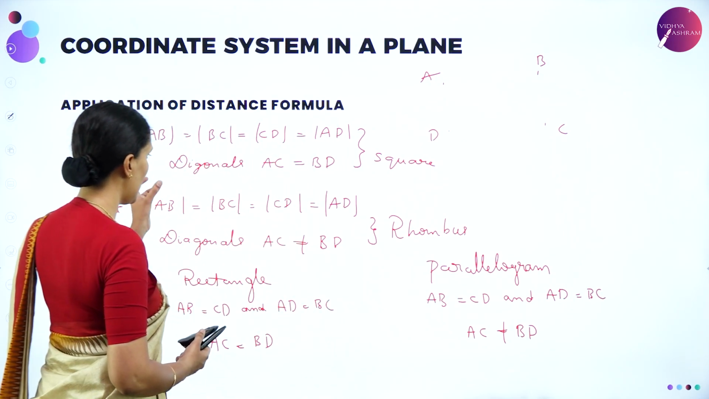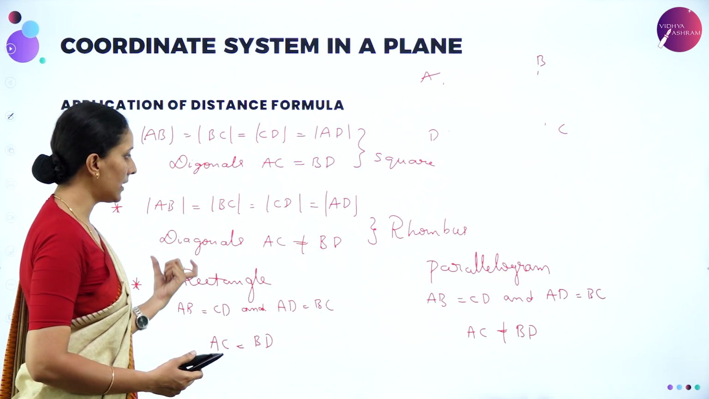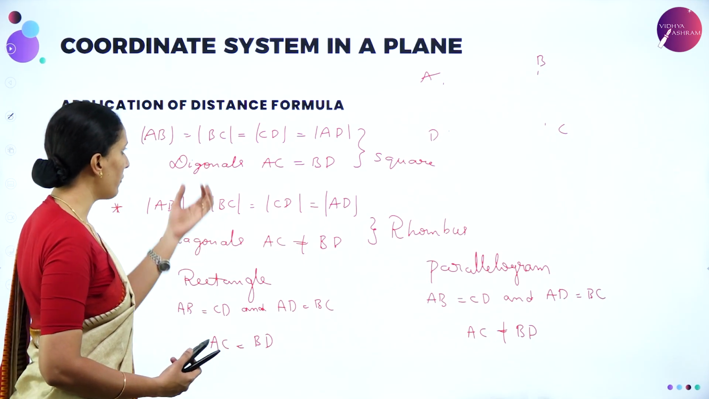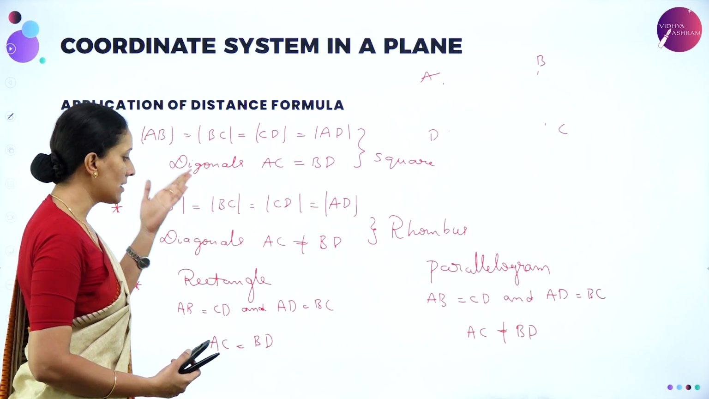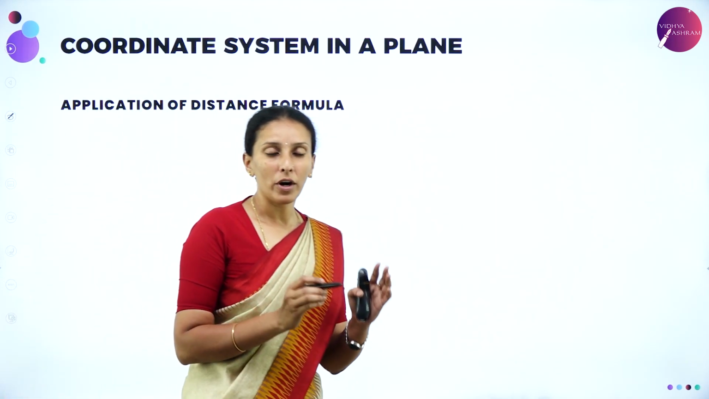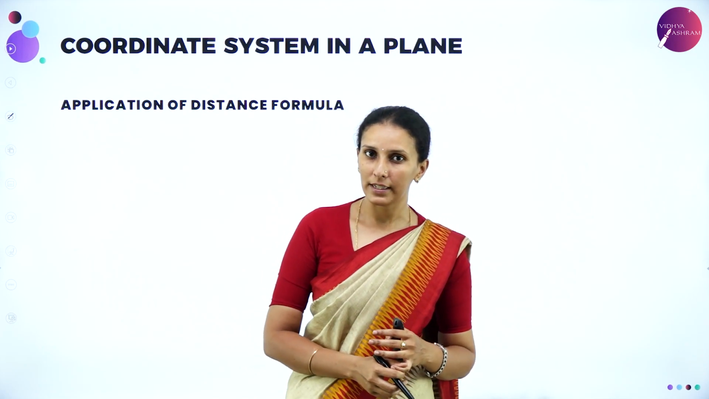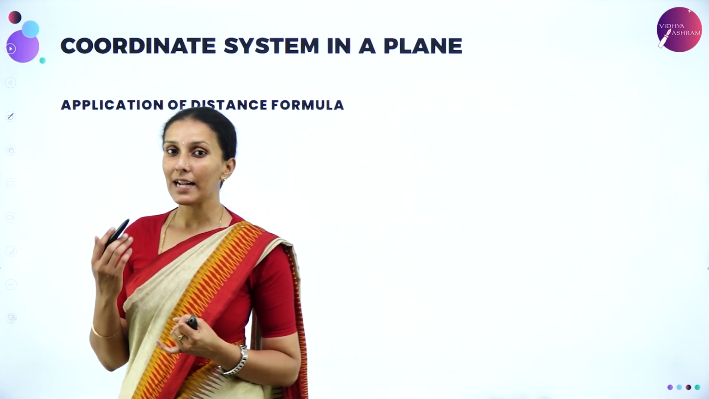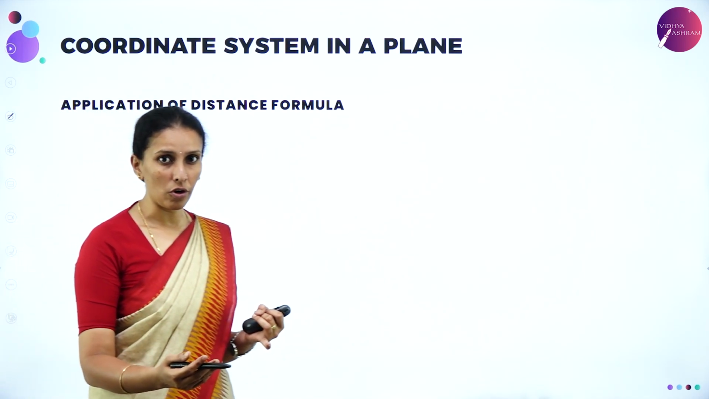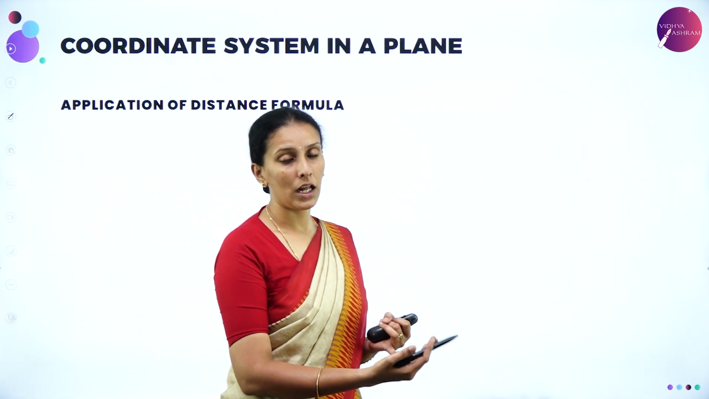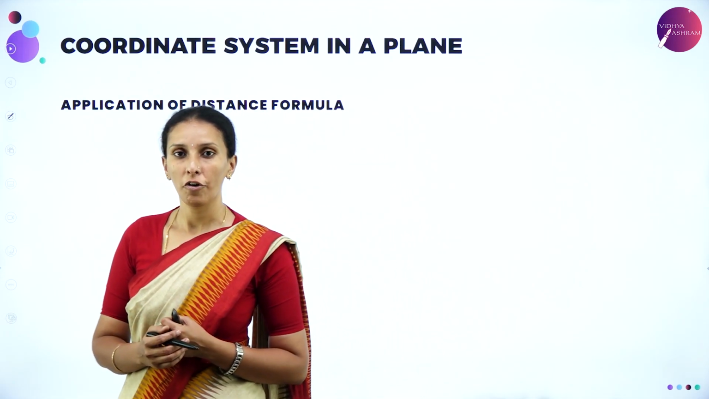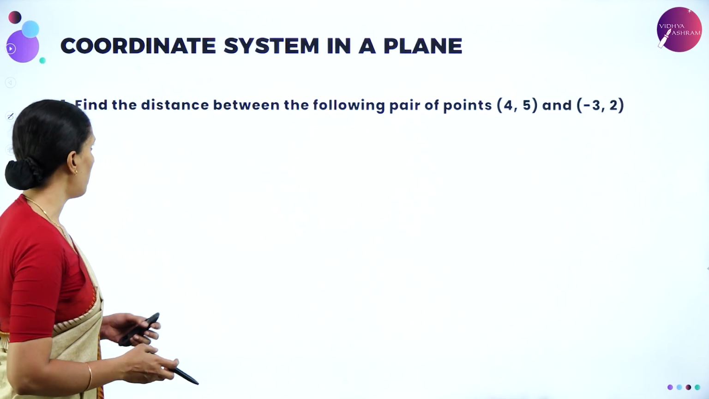So using the distance formula, just by calculating the distances of the sides of a quadrilateral, we can decide whether it is a square, rhombus, rectangle or a parallelogram. So these are some important applications of the distance formula. One is that we can say whether the points are collinear. Other, if the points are not collinear, then what type of triangle or what type of quadrilateral they may form. Let us see the problems now.